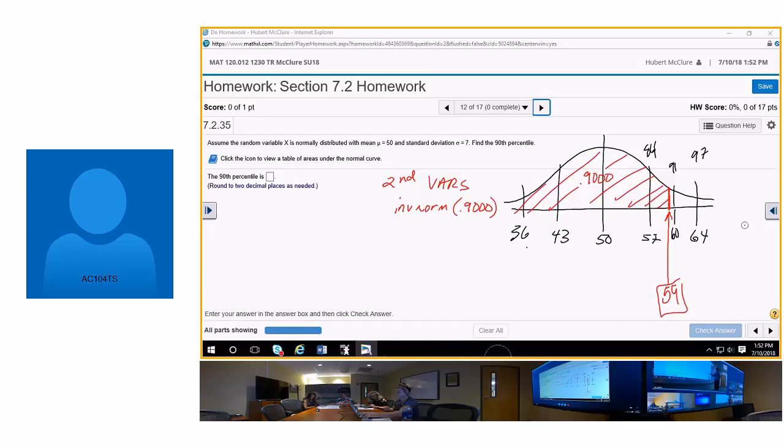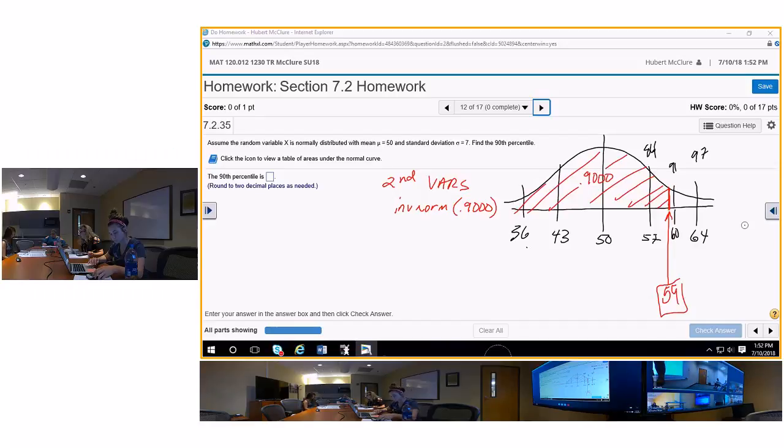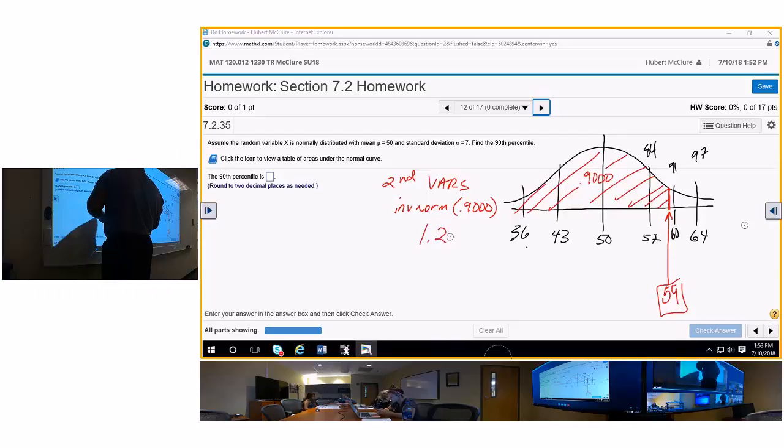We said this is 1.5, so I'm going to say between 1.5, if that's 3 in between 1.5, that's going to be 0.33, so I'm going to say it's around 1.4. 1.39, 1.4. Somebody tell me what you get with the inverse norm 90. What do you get? 1.28? Yeah, that's here. 1.28. I was a little bit off. I'm sorry.